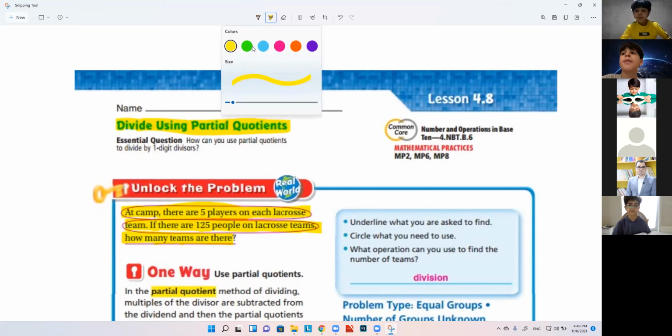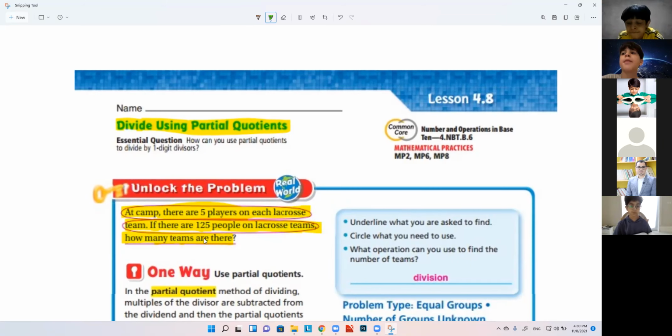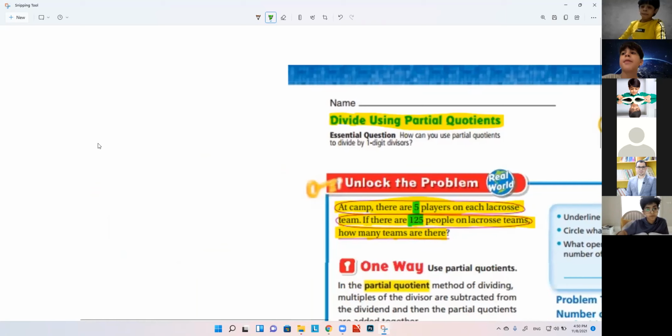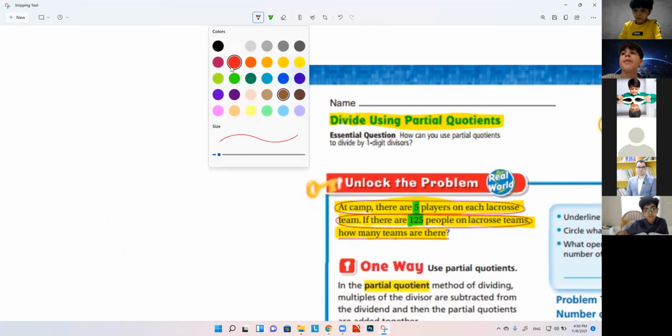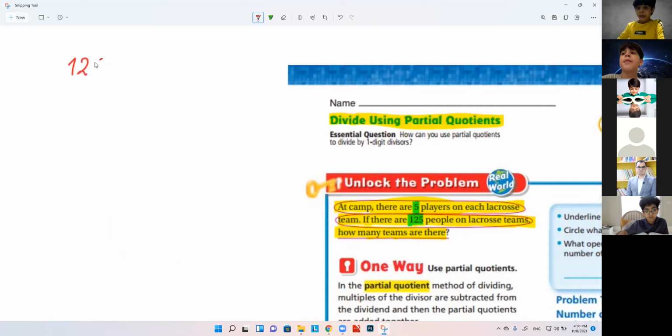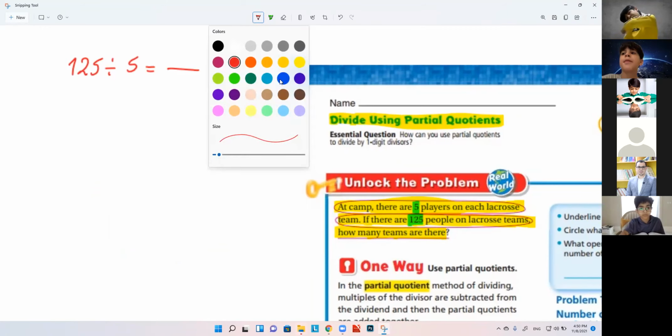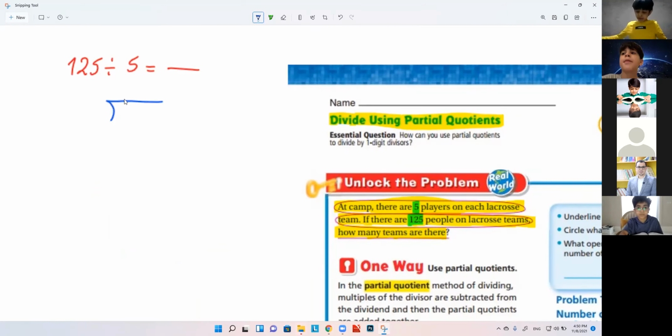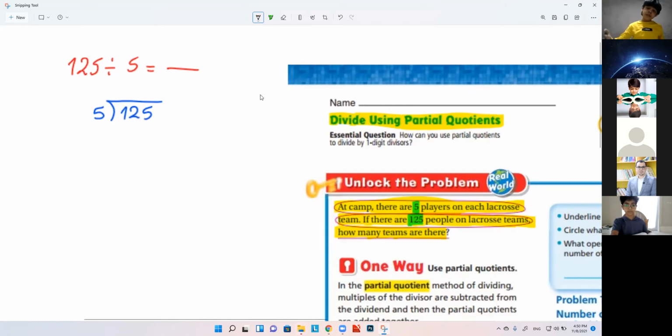Okay, so in this case, if you want to get the number of teams, you have to divide 125 by 5. So let's use partial quotients to divide it. 125 divided by 5 equals what? Let's use the division sign, 125 divided by 5. How can we think about it? What is the number that, if you multiply by 5, gives us 125?